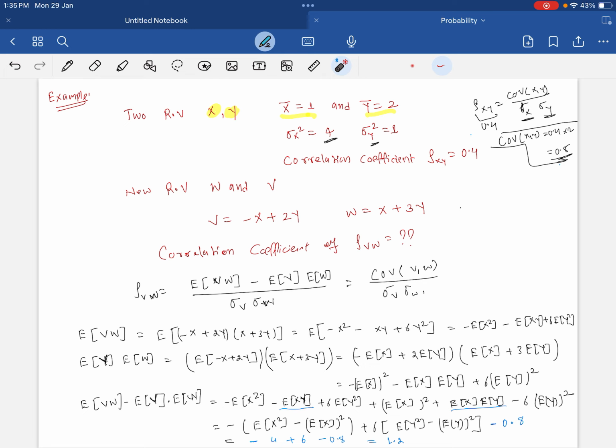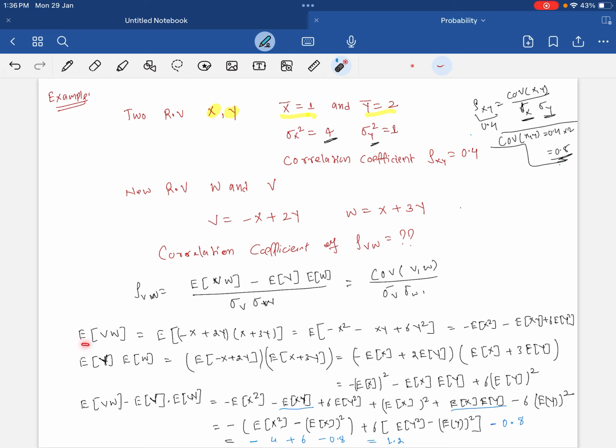So again, what you have to find is these terms, right? These terms you will have to find, and also you will have to find the standard deviation of v and w, right? You can go through that, right?